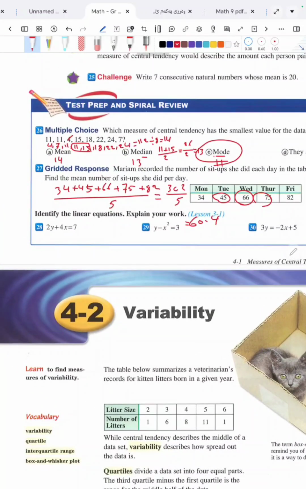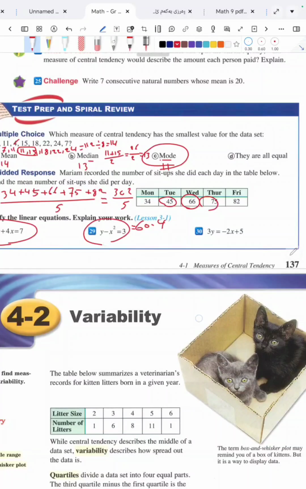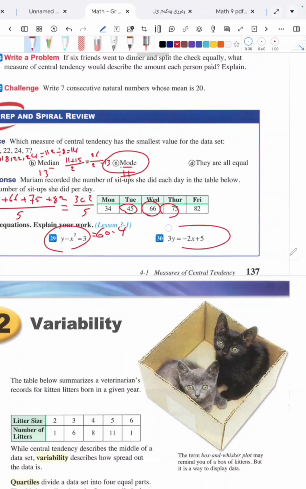Okay. And question 28, identify the linear equation. This is linear, yes. What about this one? It's not linear. It's not power 1. So what about this one?